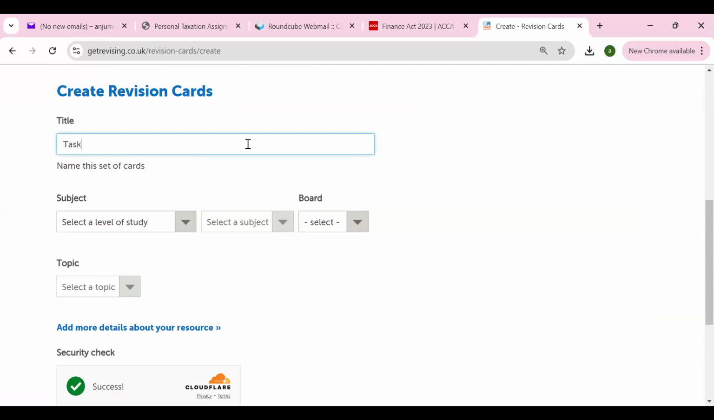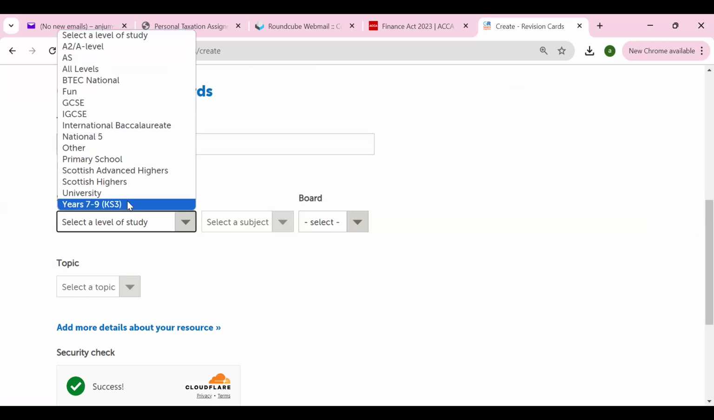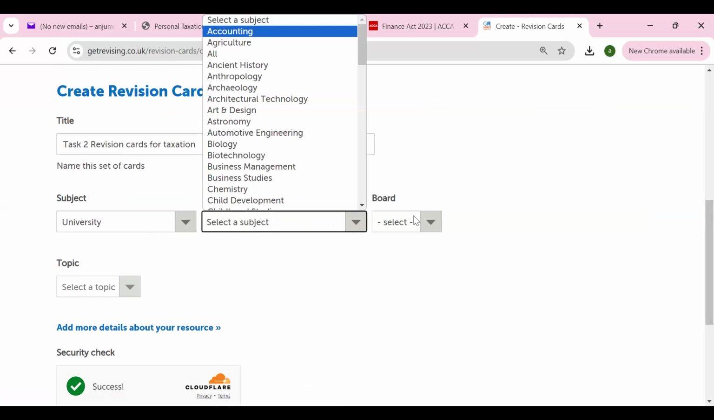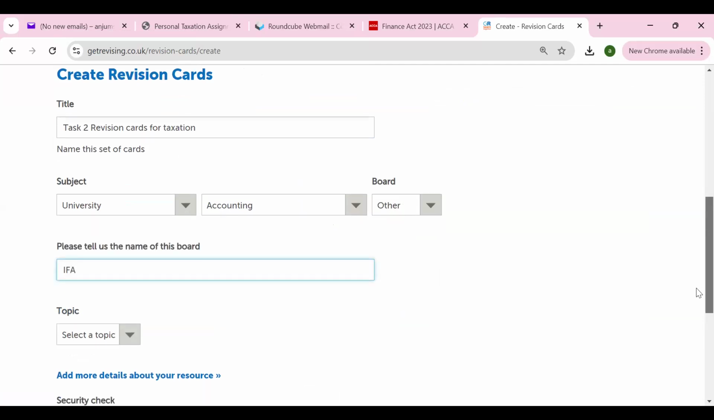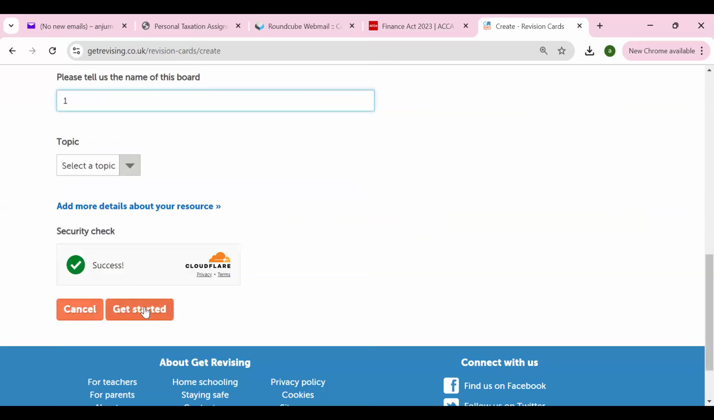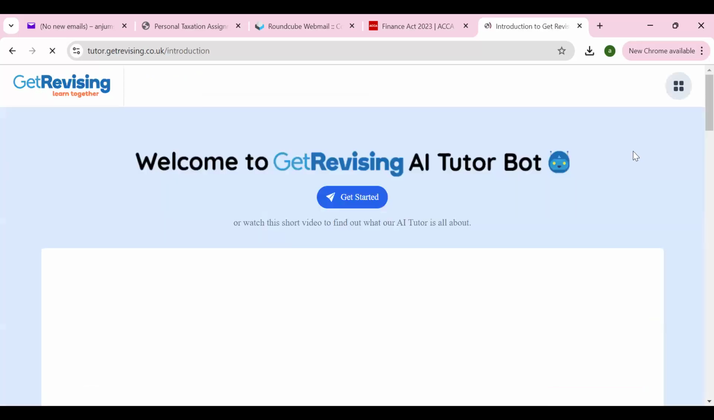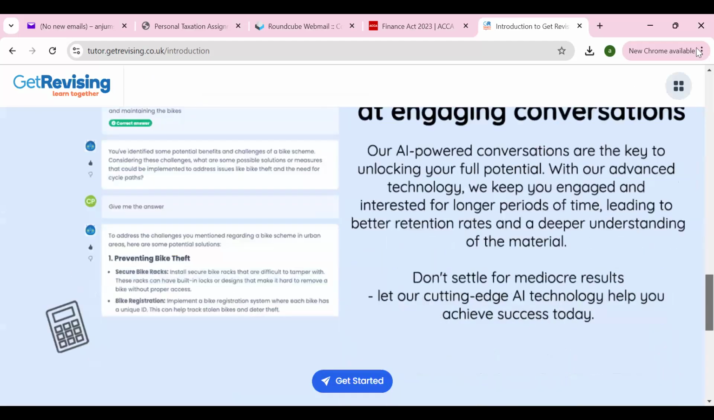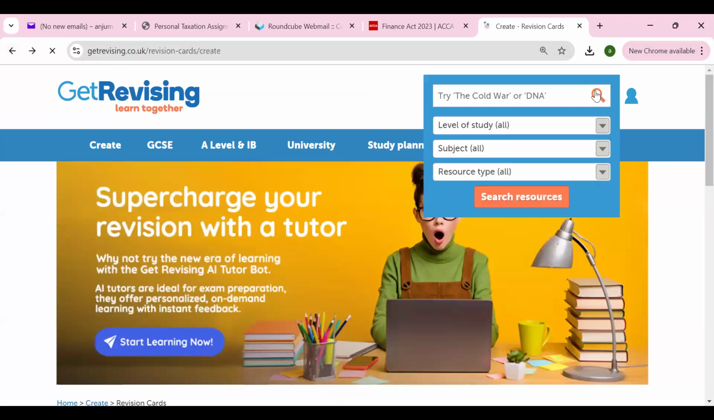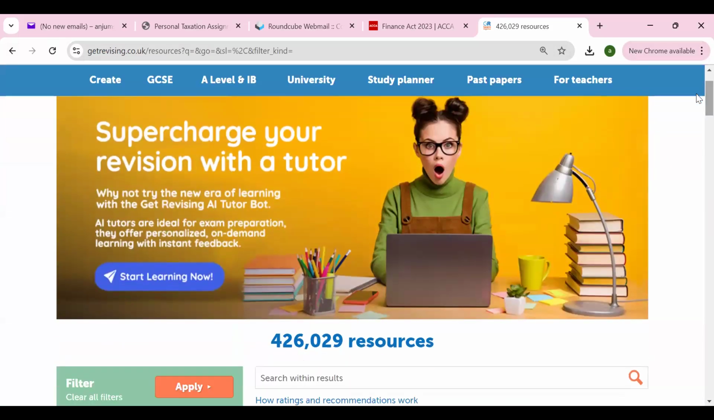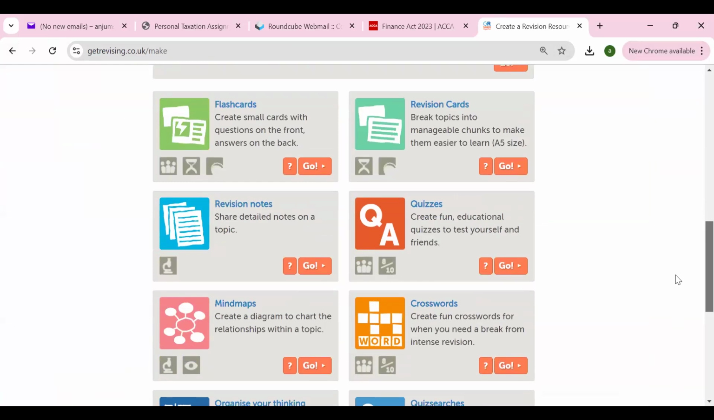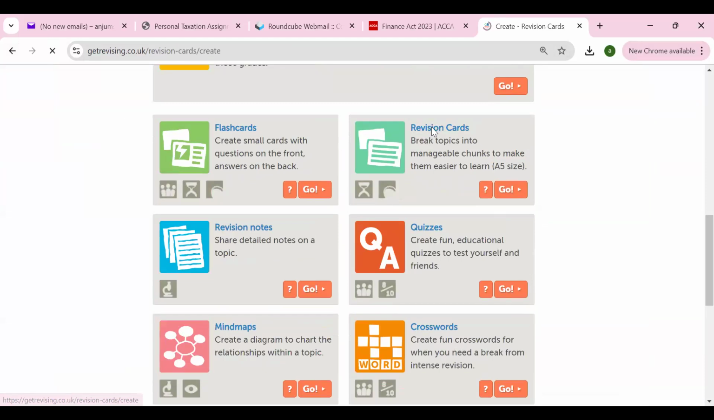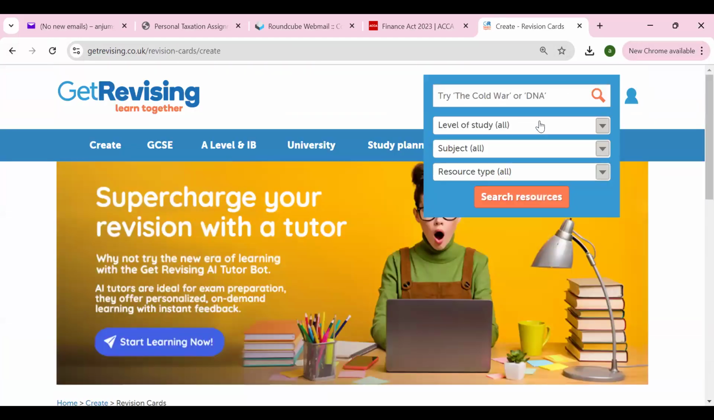So let's say I'm saying taxation, so I can write it. The subject is, let's say, accounting, and the exam board, if I want, since it's a university, so others, IFA, let's say. I'm just giving you guidance. It doesn't mean you do it in this software. So I have to log in. Yes, log in, create revision cards. Okay, I can show you straight created ones.